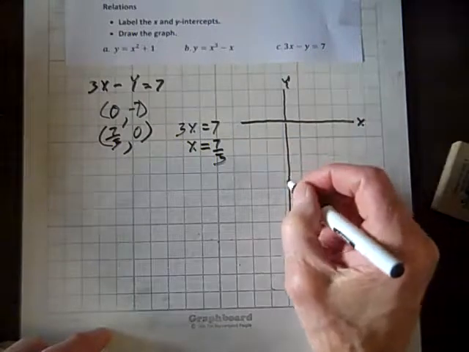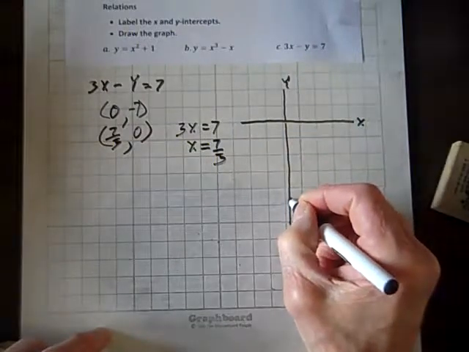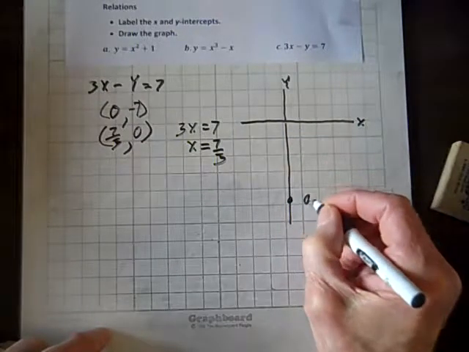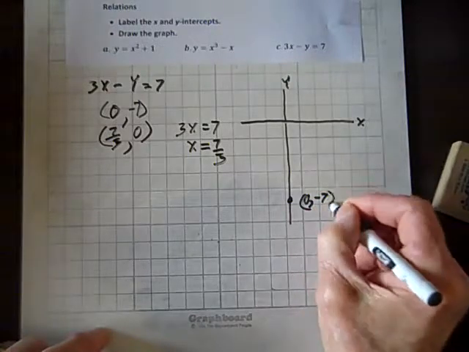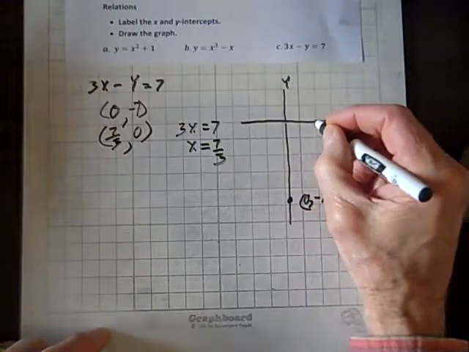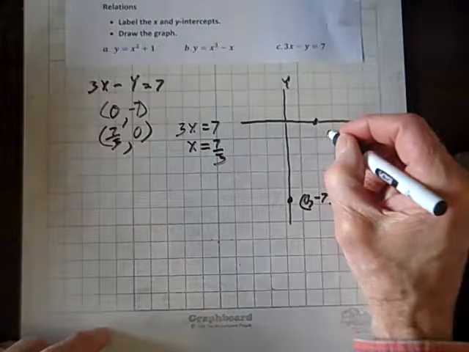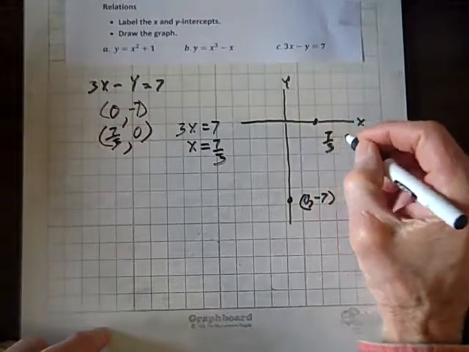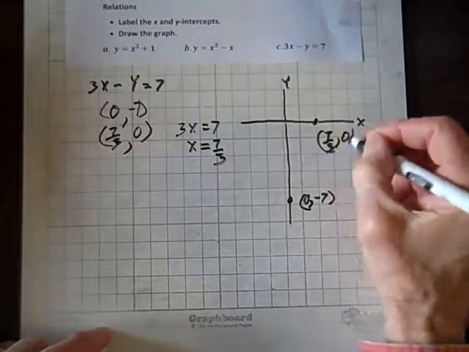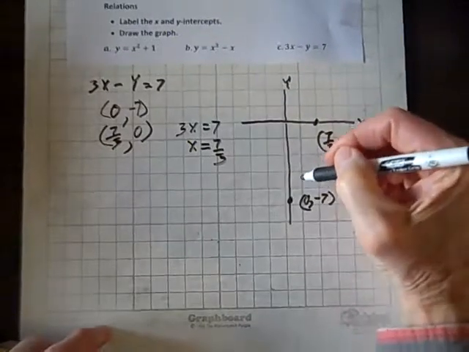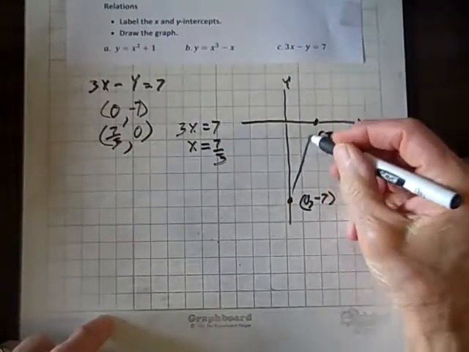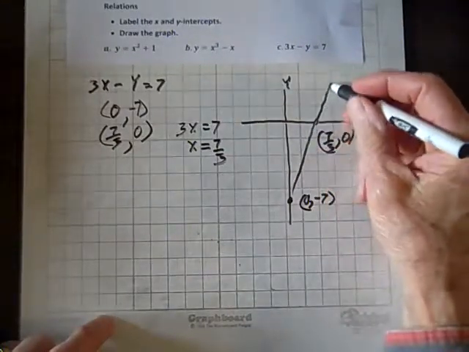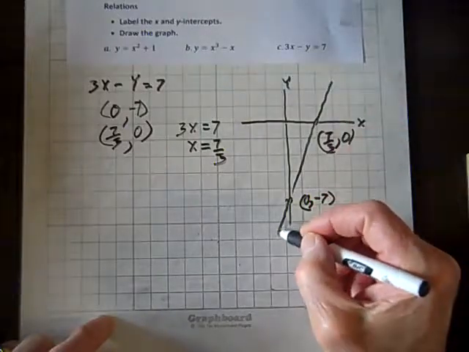We'll label this graph: the y-intercept's at 0, -7, and the x-intercept is up here at 7/3, 0. We label these two intercepts, and now we'll draw a line through, and that's our graph, and we're done.